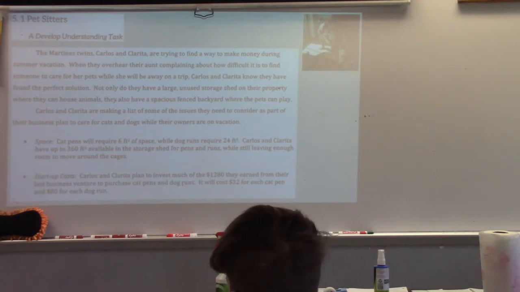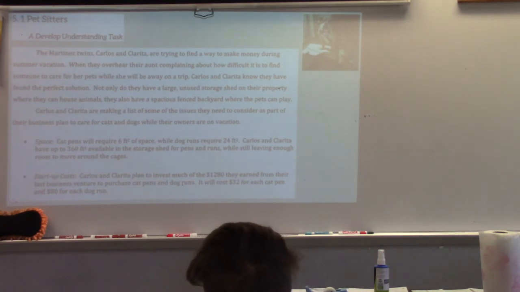Let's see, Amity, can you read the first paragraph for us today? The Martinez twins, Carlos and Clarita, are trying to find a way to make money during summer vacation. When they overhear their aunt complaining about how difficult it is to find someone to care for her pets while she will be away on a trip, Carlos and Clarita know they have found the perfect solution. Not only do they have a large unused storage shed on their property where they can house animals, they also have a spacious fenced backyard where the pets can play.